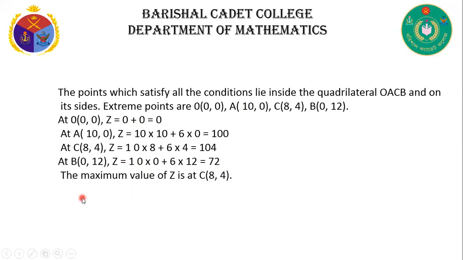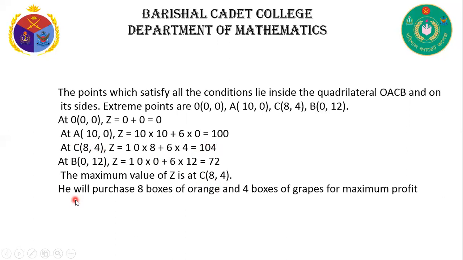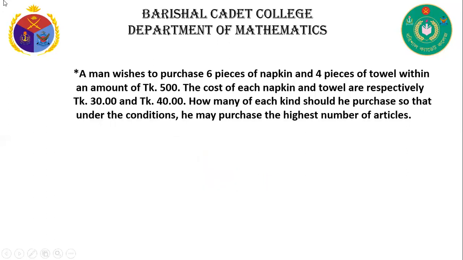Now we find the maximum value of Z. Here you see the maximum value, that means the highest number, 104. That's why the maximum value of Z is at C, which is 8, 4. So he will purchase 8 boxes of oranges and 4 boxes of grapes for maximum profit. This is our required answer. Now let us try to solve another question.